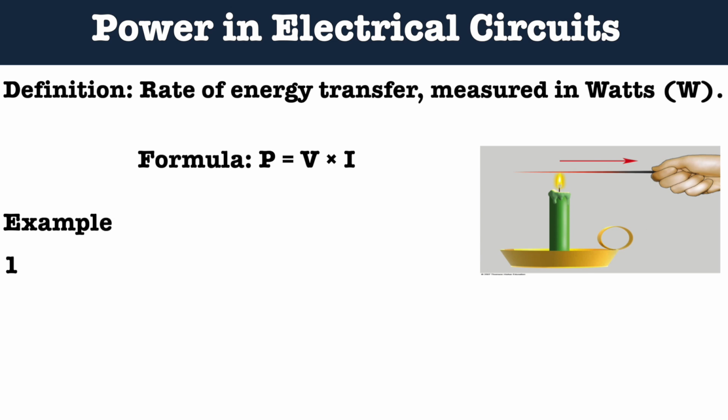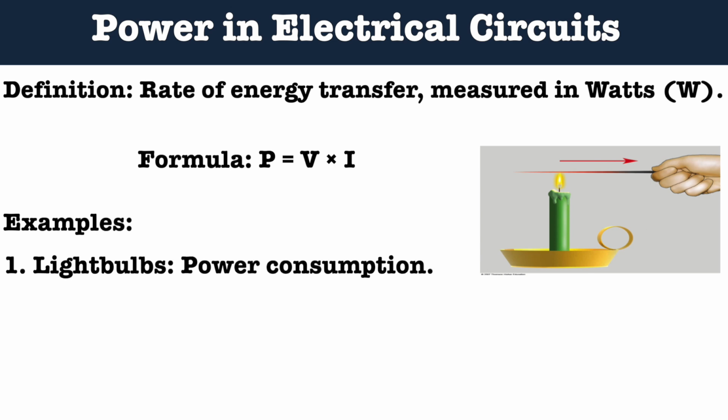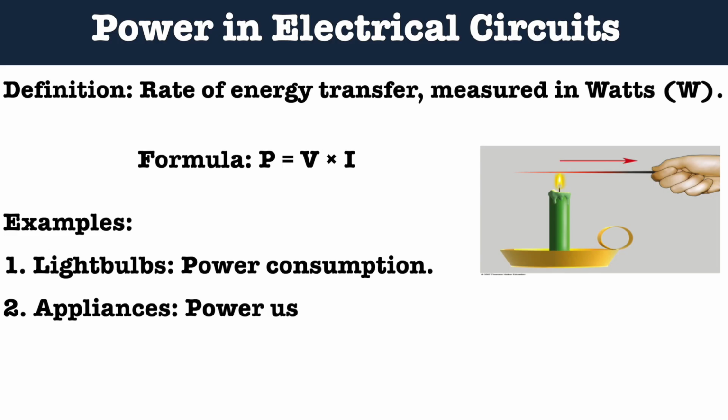Now we talk about power. An example is a light bulb. A 60 watt light bulb uses electrical power at a rate of 60 joules per second. This means it consumes energy faster than a 40 watt bulb. Taking appliances as an example, a 1500 watt hair dryer uses more power and therefore heats up faster than a 1000 watt hair dryer.